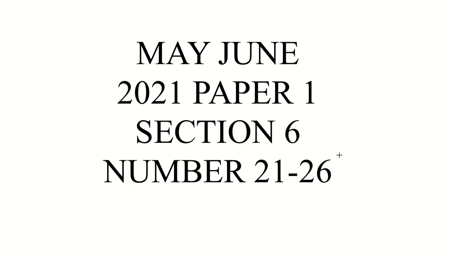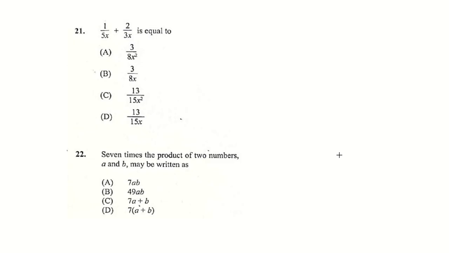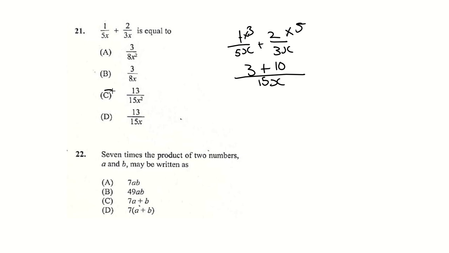Section 6, numbers 21 to 26. We did something like this. 1 over 5x plus 2 over 3x. We know they have x in common, and 5 and 3, that's 15. You multiply this by 3 and you multiply this by 5. That's 3 plus 5 twos are 10. That's 13 over 15x. 7 times the product of two numbers a and b would be 7ab.